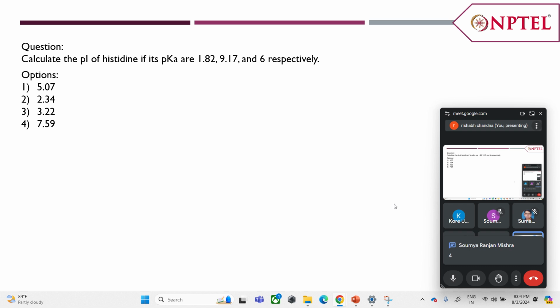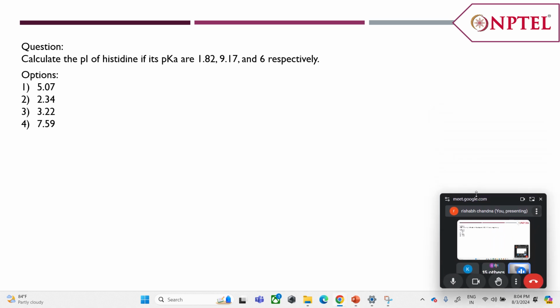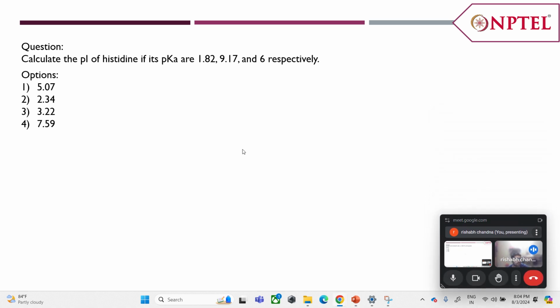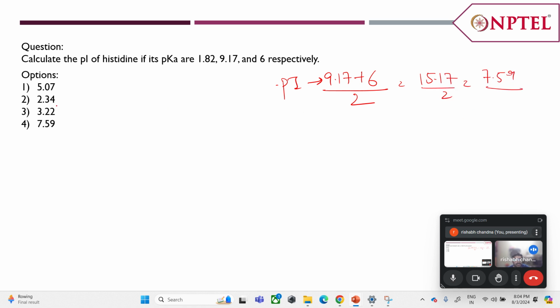Okay, any more answers? So yes, in this particular case also, for the pI we'll select the nearest pH. So this would be 9.17 and 6. So the correct answer would be option number 4.